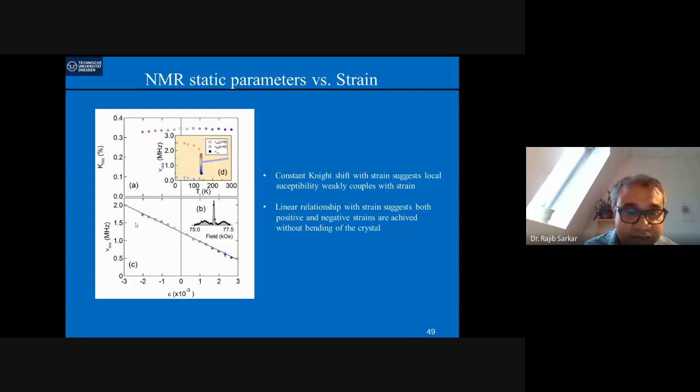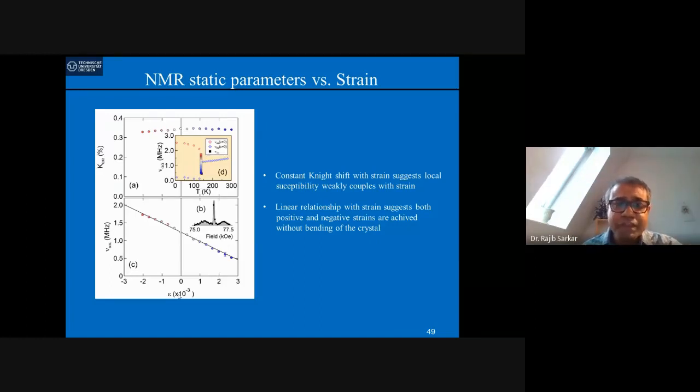You see, the electric field gradient is changing linearly as a function of strain. And that's really important information. That linear relationship with strain suggests that both positive and negative strains are achieved without bending of the crystal. And that is important because when you apply a uniaxial strain, you always want to know whether, by applying my strain, this system is somehow making some crack or is broken somewhere. If you have a linear relation, you can tell, okay, I have no real bending of the crystal, so it is reacting homogeneously to my uniaxial strain, and that's really important information.